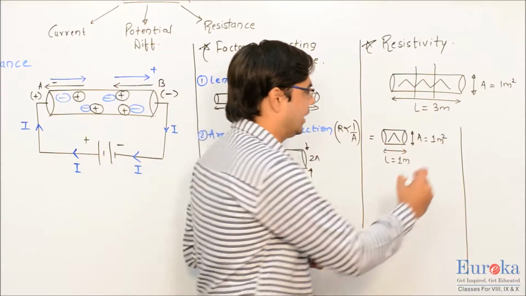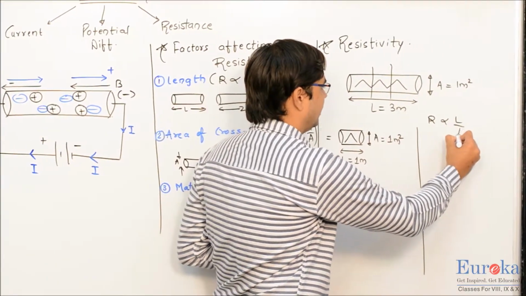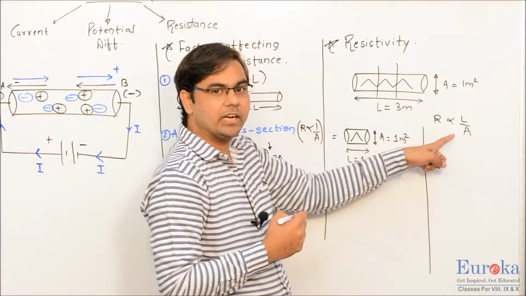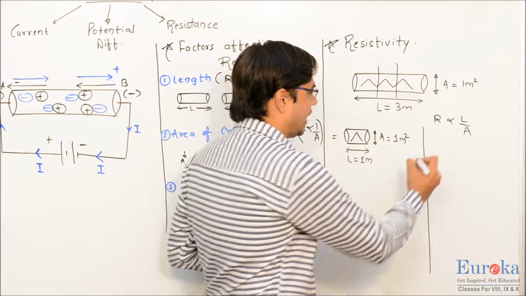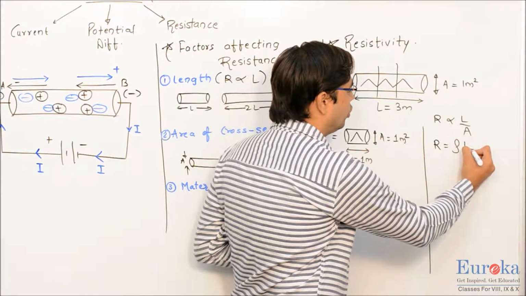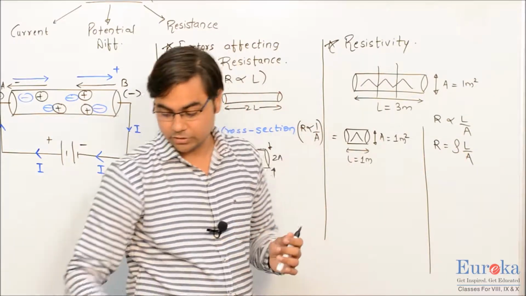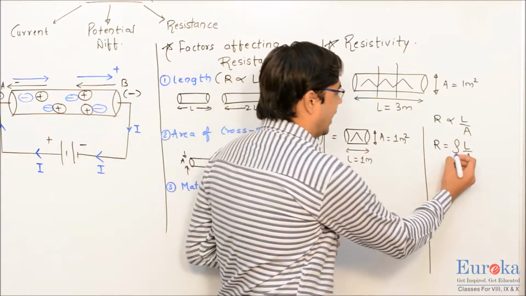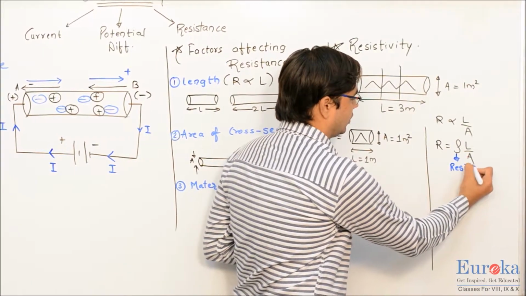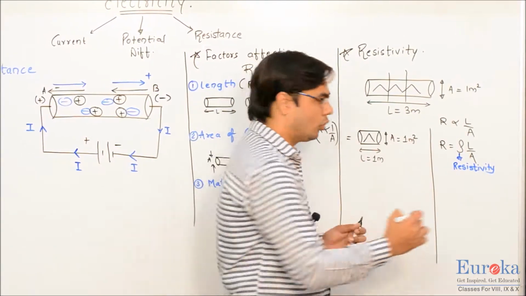We have understood earlier that resistance is directly proportional to length and inversely proportional to area of cross section. To remove this proportionality sign, we will introduce a constant, and the constant which we use is a Greek letter rho. So we have a formula R equals rho L by A. Well, this rho out here is called resistivity. So that means resistivity is denoted by the Greek letter rho.